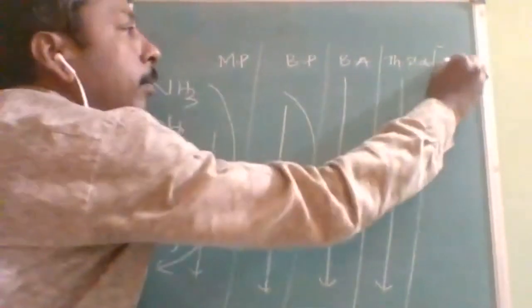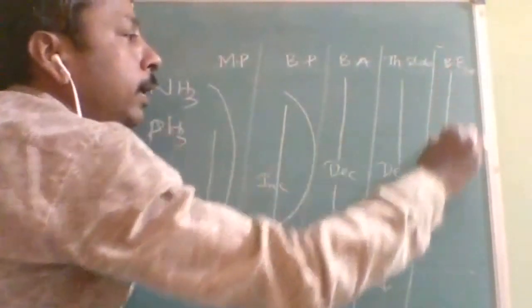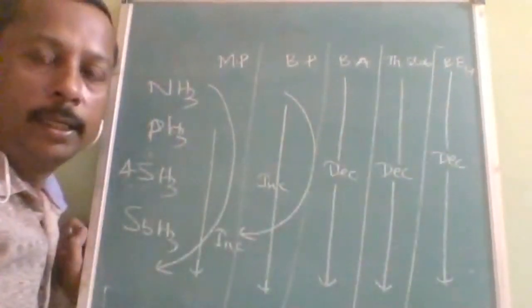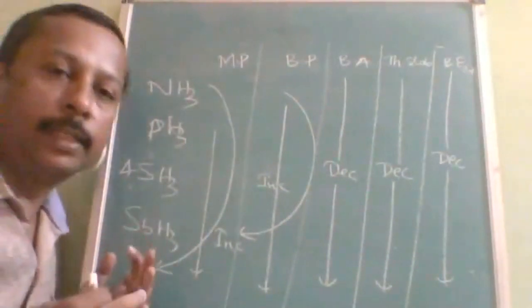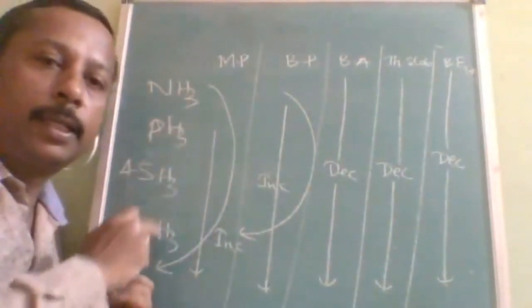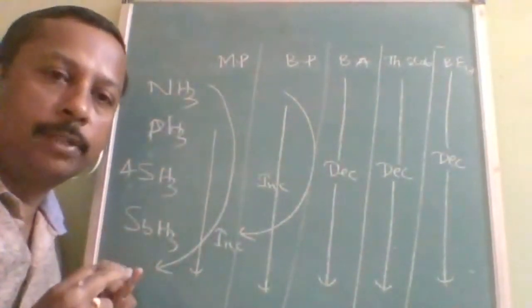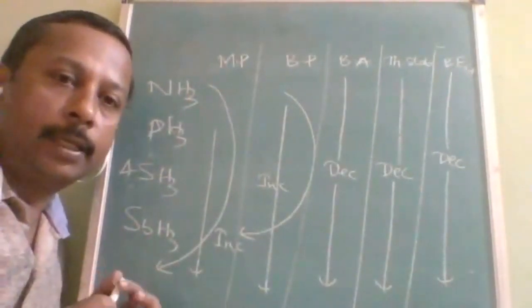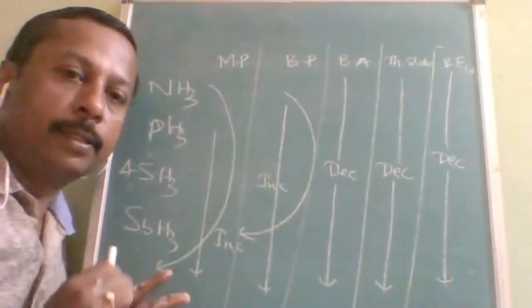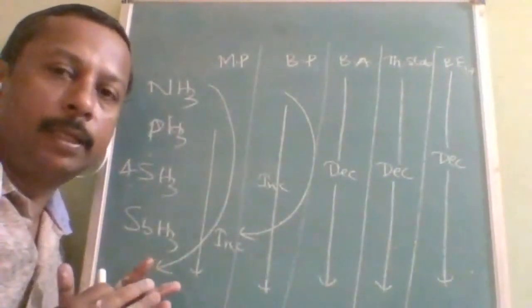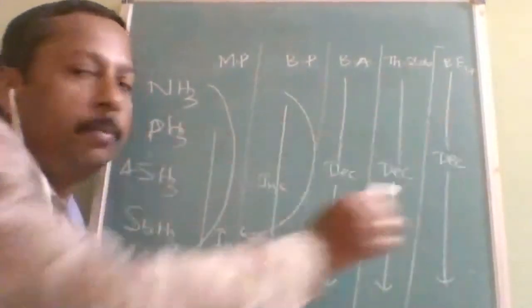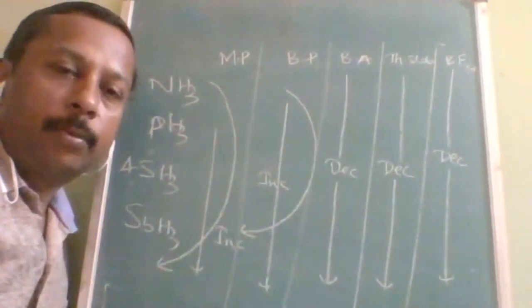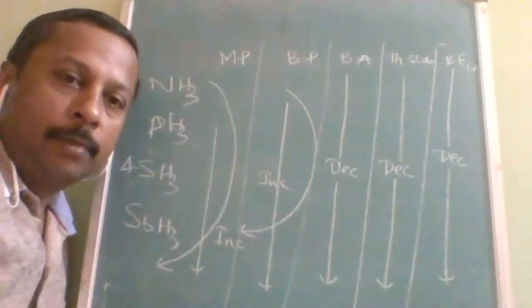Then bond energy: down the group it decreases. Because bond energy decreases, reducing power increases and basic nature decreases. These are all because of the bond enthalpy. Is it understood? Okay, this is all about the hydrides of the 15th group.